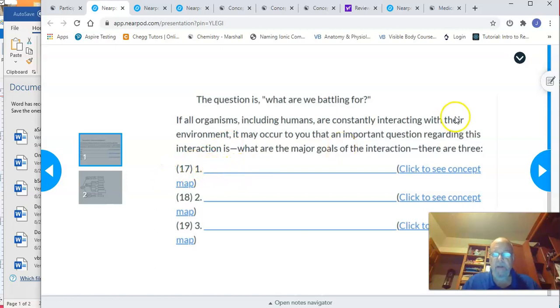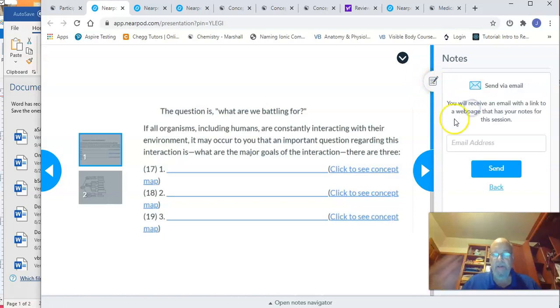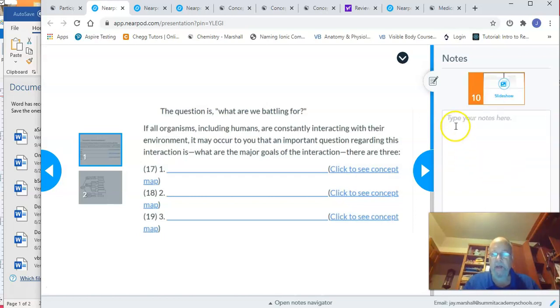And I'm going to use the notes feature of Nearpod. So you can take notes here. I don't know if you're aware of that or not. You can take notes and you can have them sent to your email account. And I'm going to do that, j.marshall@summitacademyschools.org.